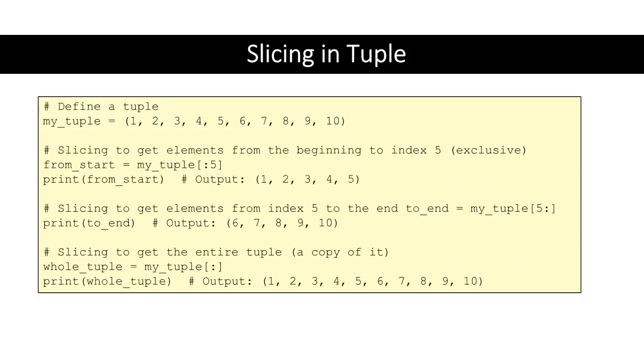Continue with the same tuple. from_start equals my_tuple[:5], start from the beginning up to index 5, exclusive, output 1, 2, 3, 4, 5. to_end equals my_tuple[5:], start from index 5 to the end, output 6, 7, 8, 9, 10. whole_tuple equals my_tuple[:]. This creates a full copy of the tuple. Output remains 1, 2, 3, 4, 5, 6, 7, 8, 9, 10.